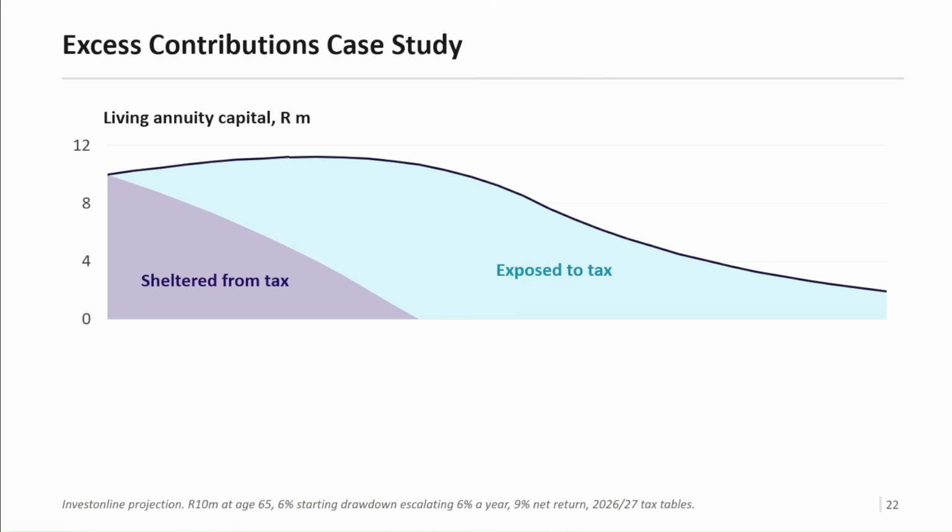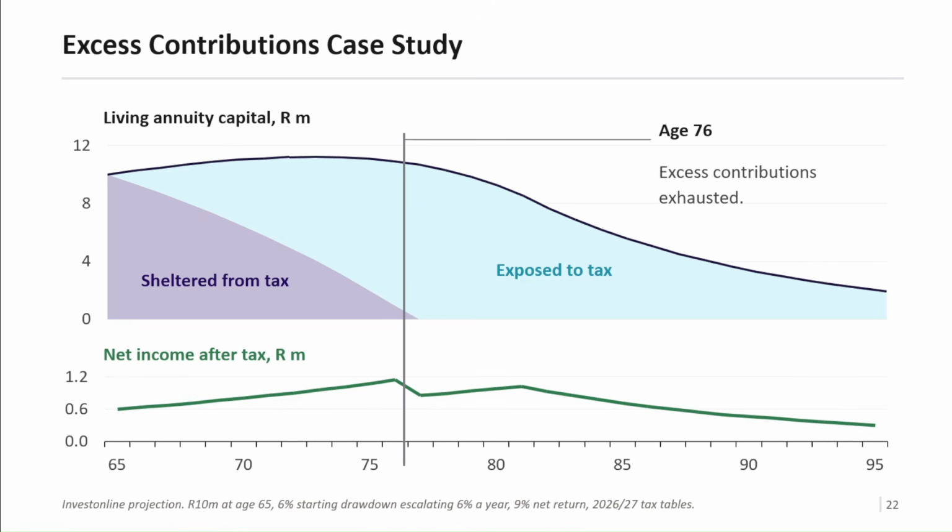So as he uses those excess contributions as tax-exempt income, his excess contributions pool falls. And in this case, it takes around 10 or 11 years or so for those excess contributions to be depleted. And the rest of the capital that grows becomes exposed to tax over time. And what we see here is that's at age 76, so 11 years later. And we can see the green line at the bottom is his net income. So this is assuming the income he's getting in each year after tax.